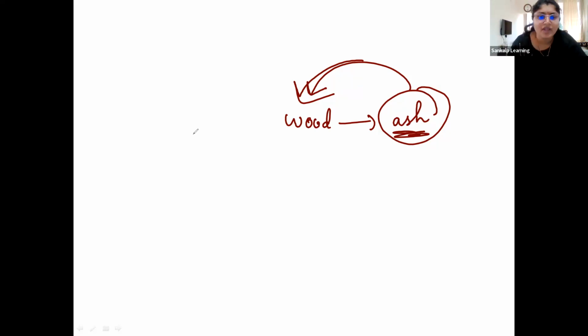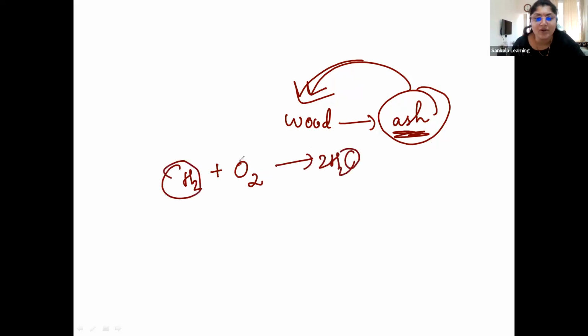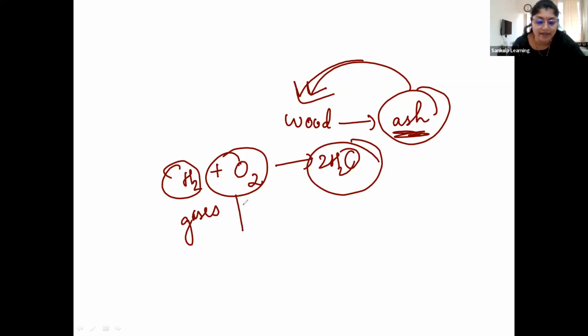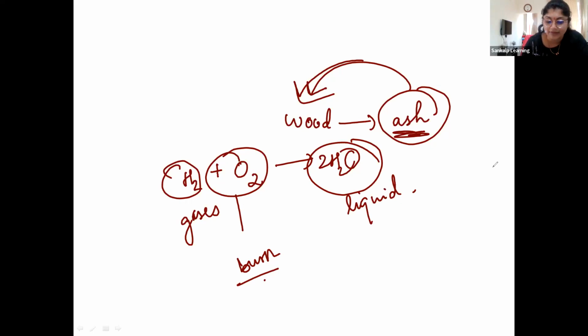For example, they have taken hydrogen plus oxygen. Both are gases that burn. However, the two react chemically to form what? Water. So hydrogen and oxygen are both gases that burn, but what will they form? They will form water, which is a liquid, right? So the property is entirely different. Both are gases, and the product obtained is water, which is a liquid in state.